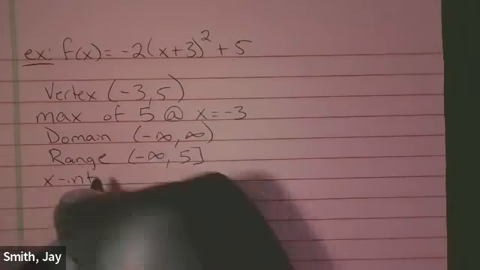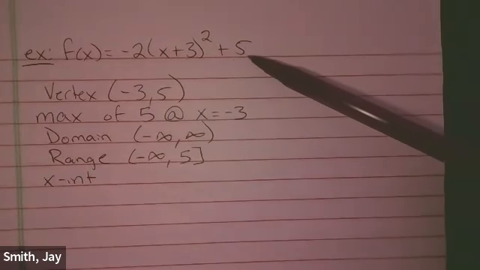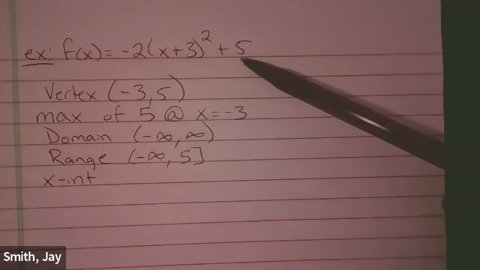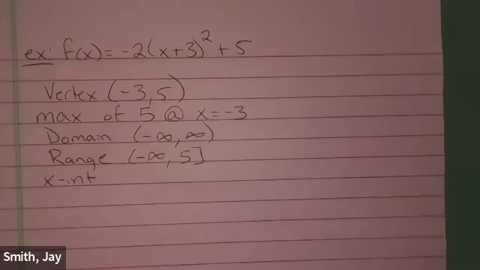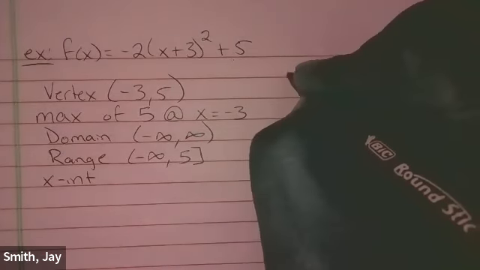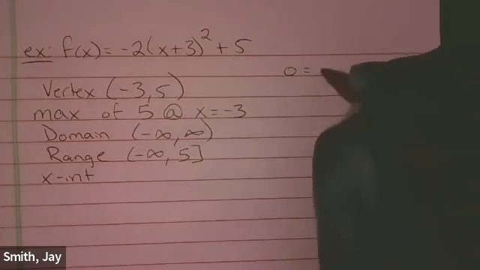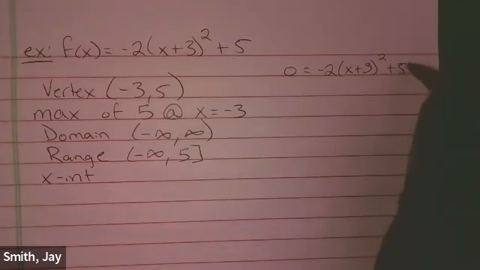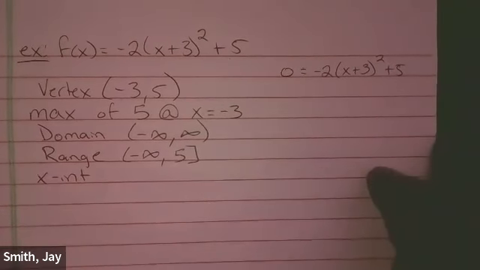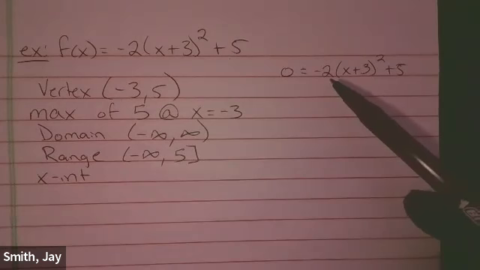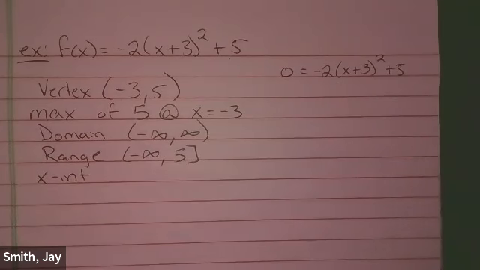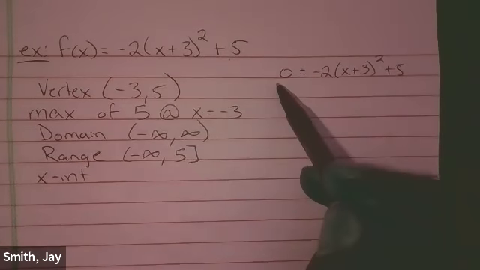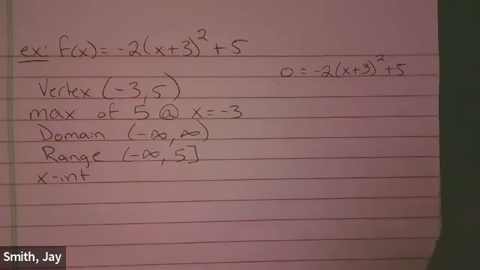Now for our intercepts, this time, because it isn't given to us in general form, we just want to remember that our x-intercept implies that y is equal to 0. So we can solve 0 = -2(x + 3)² + 5 for x, and our answers are going to give us the x-intercepts for the graph. The first thing I would do is subtract 5 from both sides, and then divide by -2.